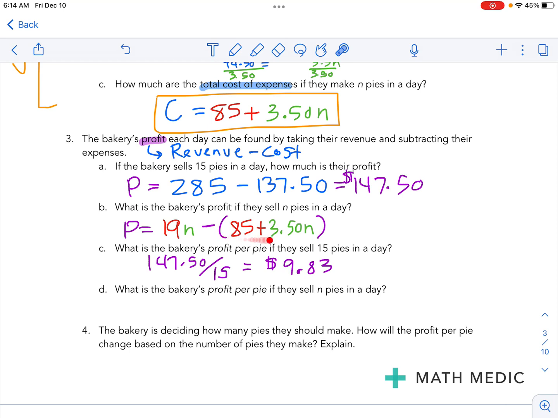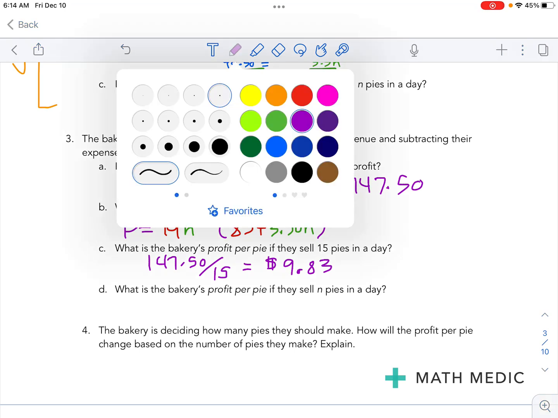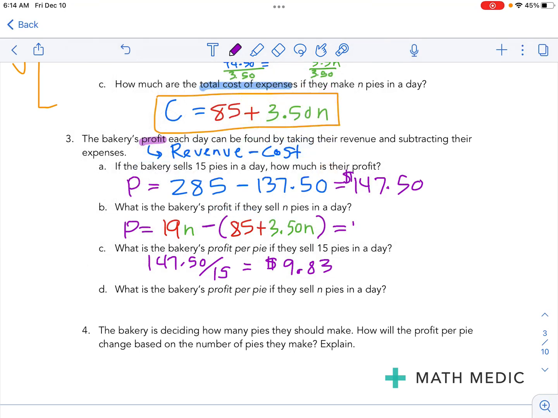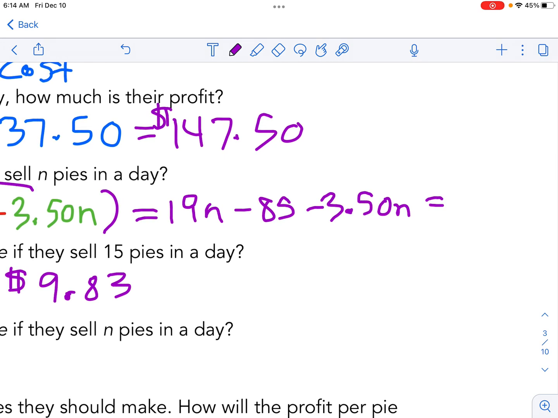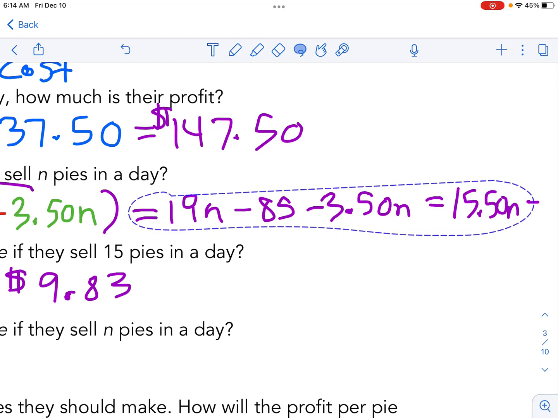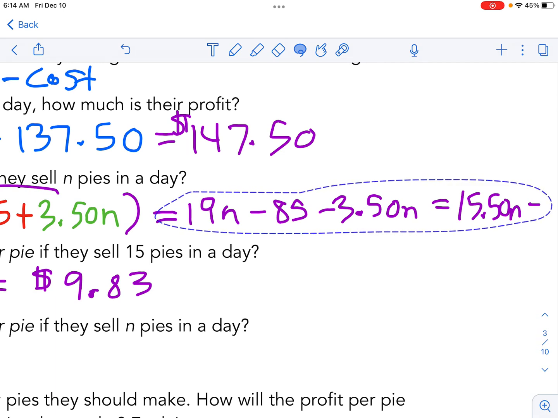And it says, what is the bakery's profit per pie if they sell N pies? So we have to go back to our general expression for N, right? So our profit per pie then for N pies is going to be that expression. Now, this expression can actually be simplified. Maybe we need to come back up here and simplify this a little bit. We have 19N, and then if I distribute here, I have minus 85 and minus 3.50N. And so 19 minus 3.50 is, let's see, 19 minus 3 is 16, minus .50 is 15.50N, and minus 85. I'm running out of room here. Let me resize that a little bit.